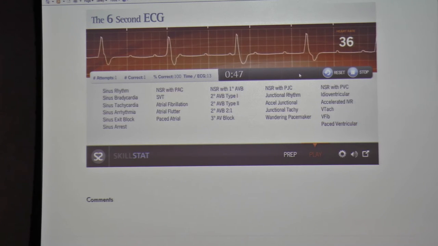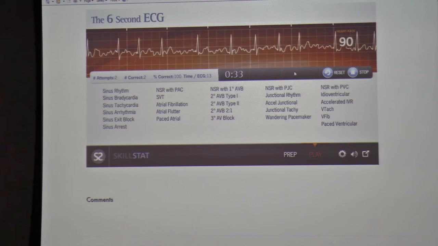Okay. So now we've got more P waves than QRSs. Do we have constant PR intervals? No. So we'd call this third degree, or a complete heart block? Right. Getting a little nervous pressing the buttons.